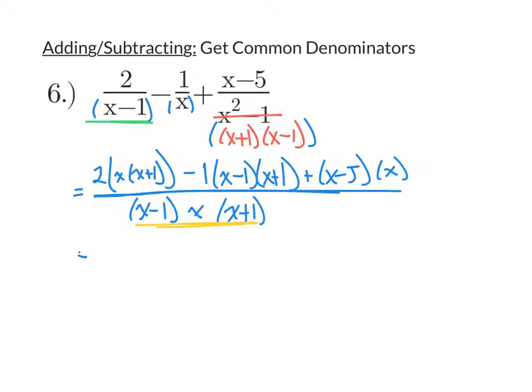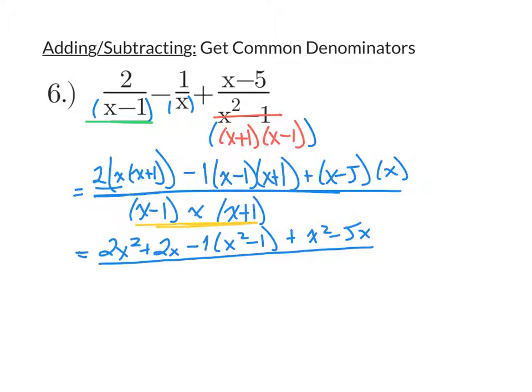Now I have an expression that we can simplify. It looks like a huge mess right now, which it is. However, we can simplify quite a bit. In the first part, let's take 2 times x and distribute it inside for 2x squared plus 2x. Then I will have negative 1 times x squared minus 1, and plus x squared minus 5x. A lot of us will be tempted to just leave that as our work, but we do need to include the denominator with our fraction.